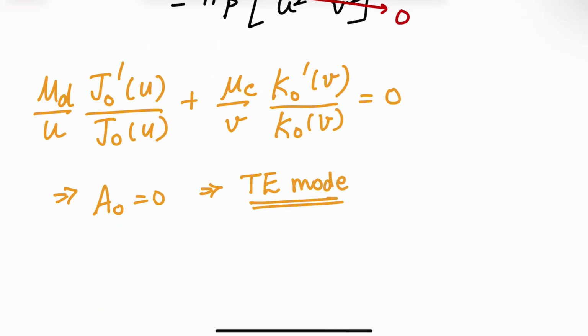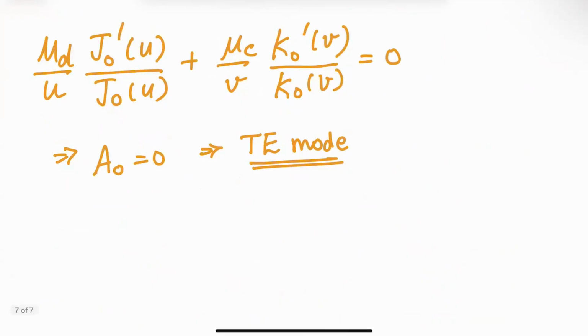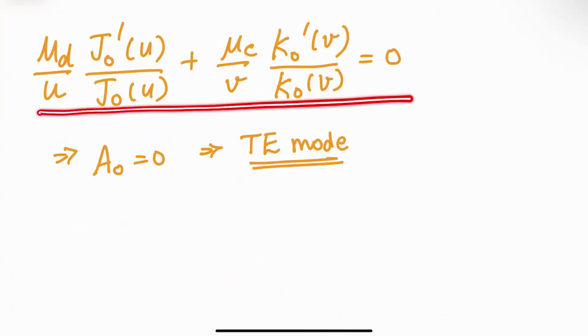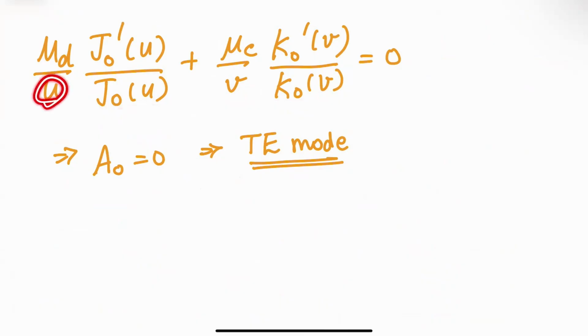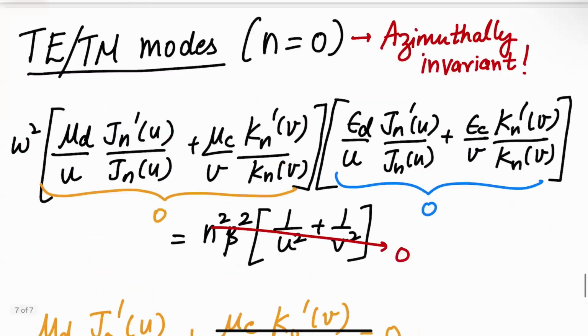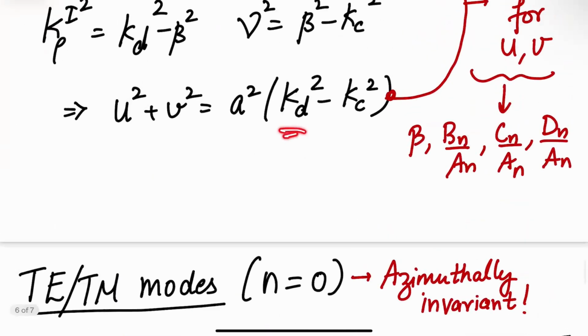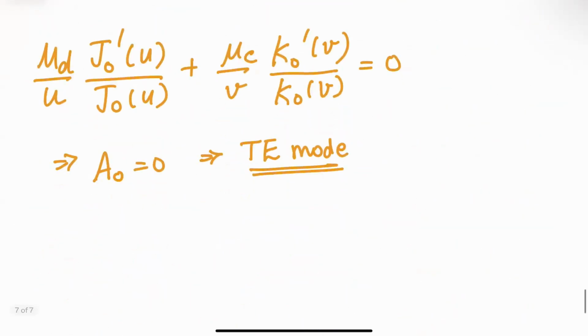Okay. So essentially, if you solve this transcendental equation for U and V along with the dispersion relation, which was this one, then you end up with modal solutions that must satisfy A0 equal to 0, which correspond to TE modes.